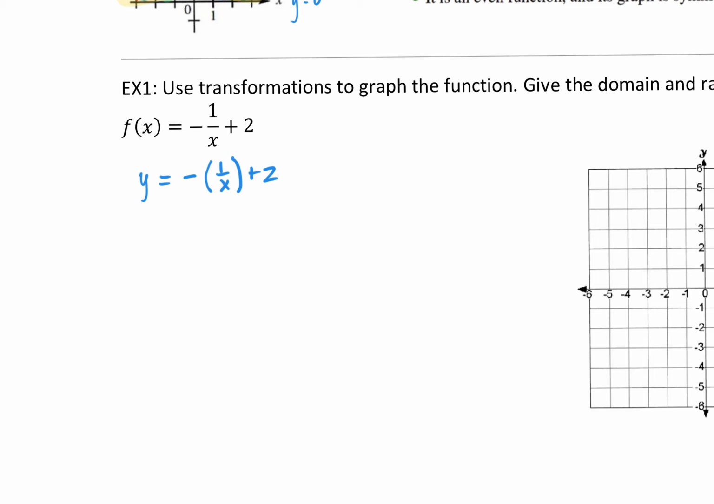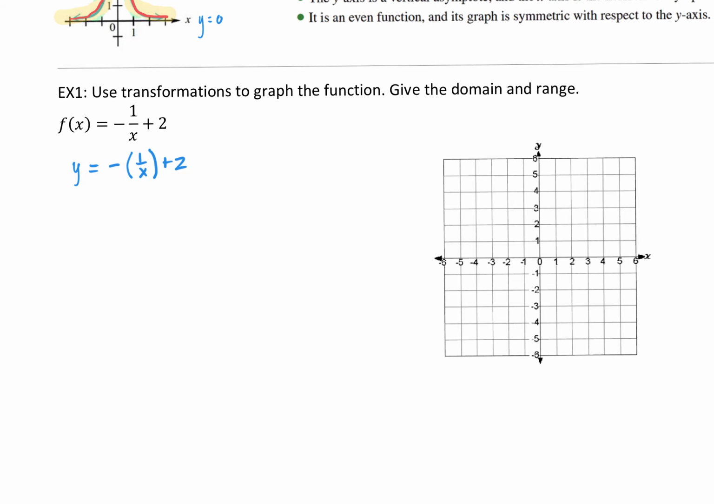So what that tells me is that the 1 over x, that's going to be my basic function. So I know the shape of that graph. The negative on the outside is going to be a reflection, but the 1 over x function's already done its job. So the negative on the outside is going to affect the y values. Negative y values will flip up to positive, positive will go down to negative. And then that plus 2 is also on the outside of the function, so that's going to be changing the y values, and it's going to be a shift up by 2.